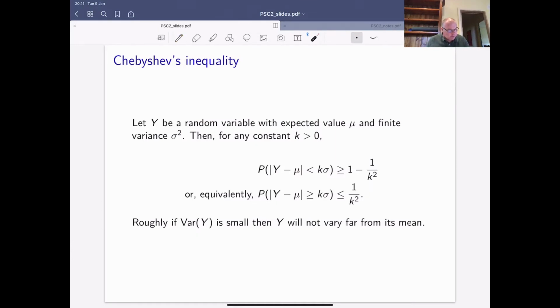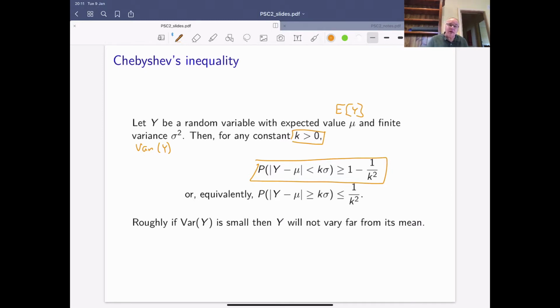So here we are, we've got a random variable. It has an expected value, we'll denote as mu, but just to remind you, this is just a shortcut for the expected value of y. And we've got a finite variance sigma squared, so again, this is the variance of y. Then we're going to have some non-negative, non-zero constant, k. And we can say that the probability, there's two versions. There's the first one which says, what's the probability that the absolute value of y minus mu is less than k sigma? Or we can say, what's the probability that it's greater than or equal to k sigma?